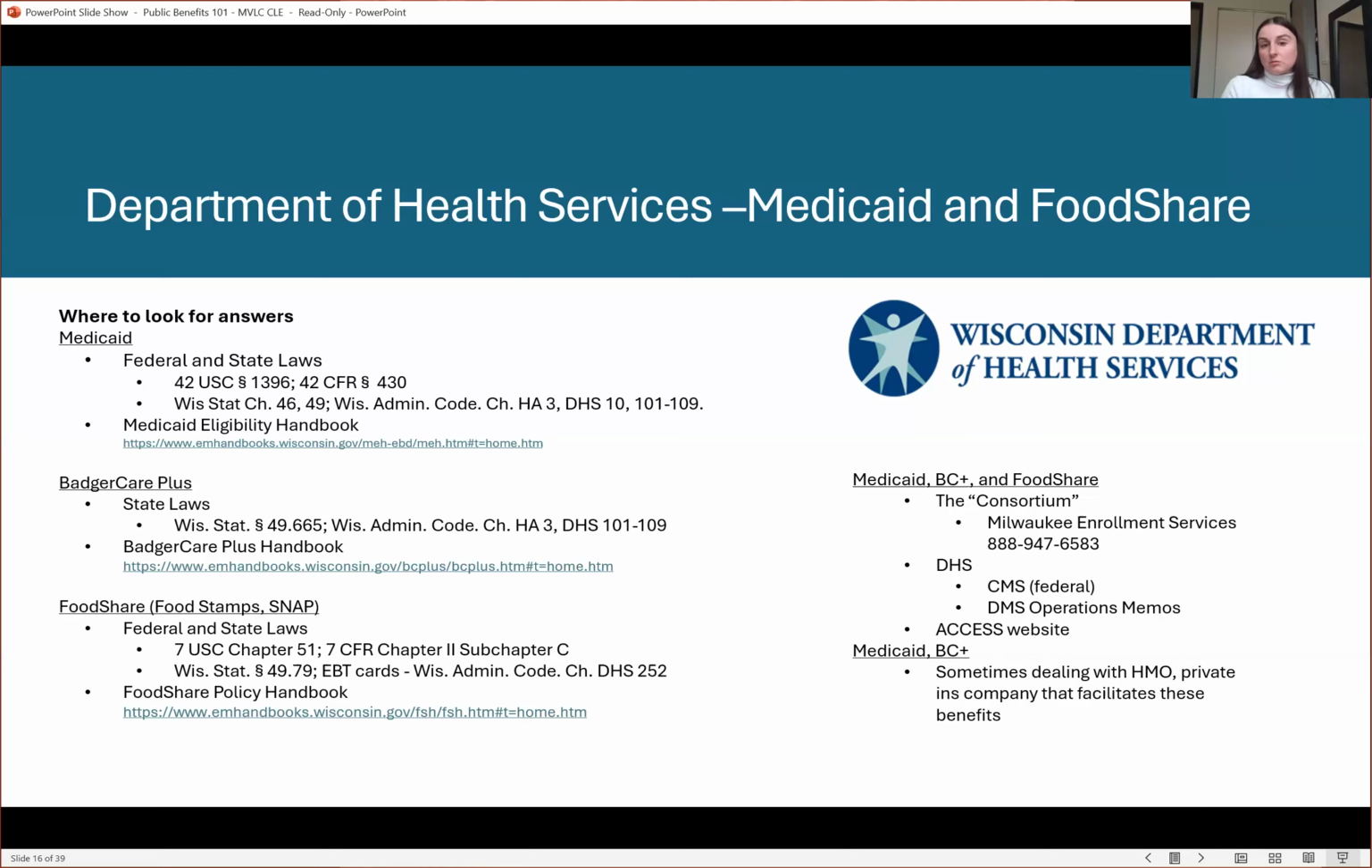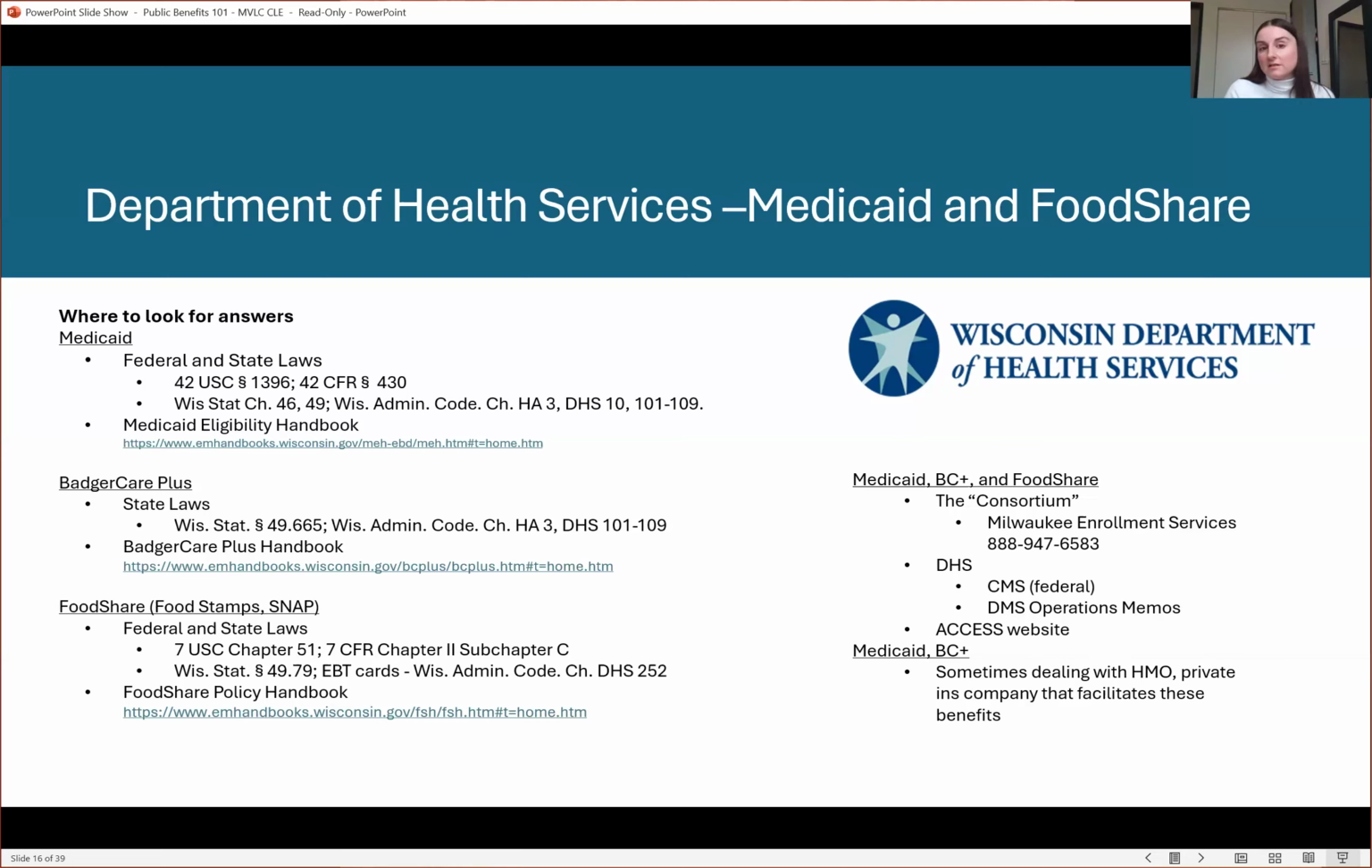And then the ACCESS website, that's going to be probably everything in a clinic setting. If a client has their ACCESS account information and is a little more tech savvy, just pulling up their ACCESS account is going to be very helpful.